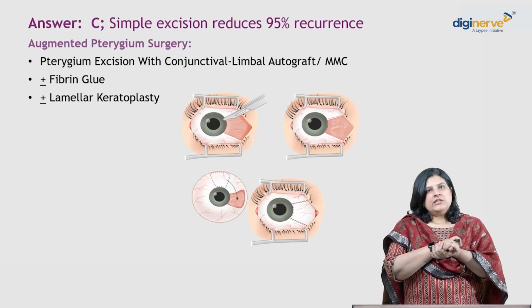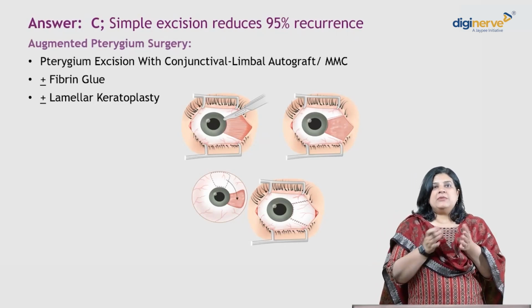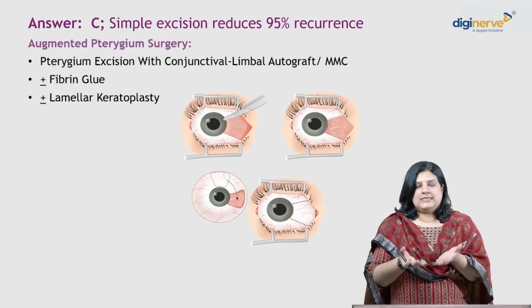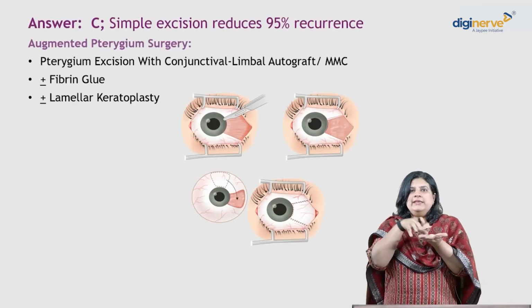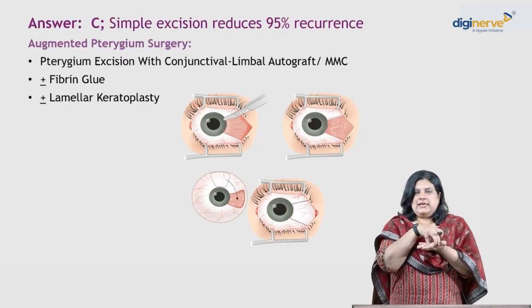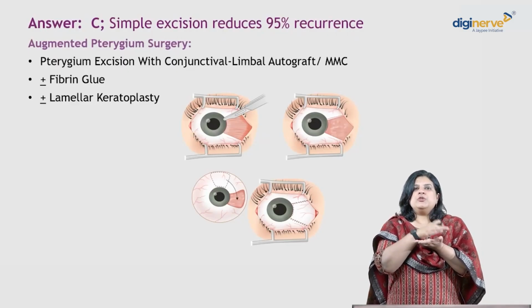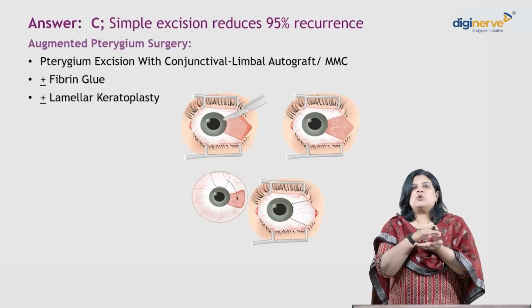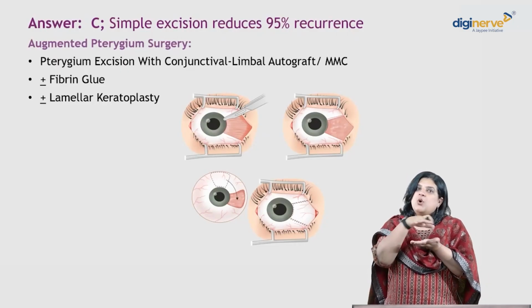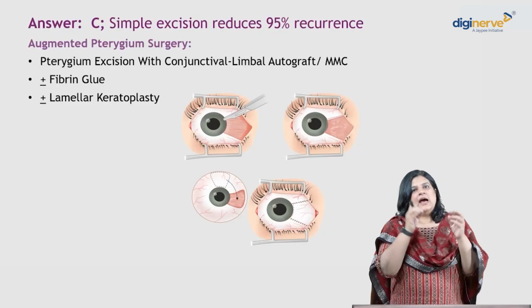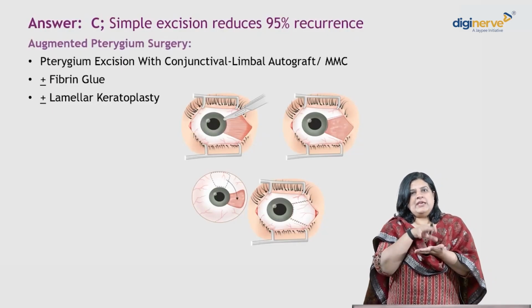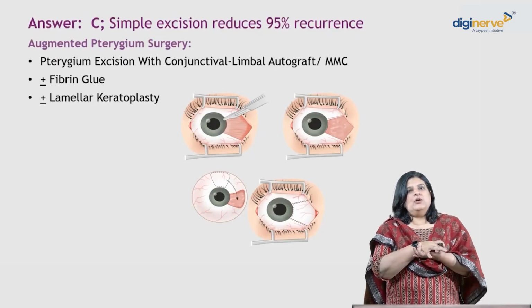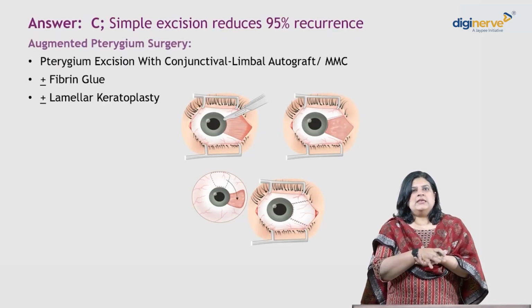So how do we treat it? We treat it using an anti-metabolite, which is mitomycin C. You remove the pterygium and treat the scleral bed with mitomycin C. After that, you put the patient's own conjunctiva, called a conjunctival autograft, on the bare sclera and either suture it or use fibrin glue to make it adhere to that sclera so that there is no recurrence.